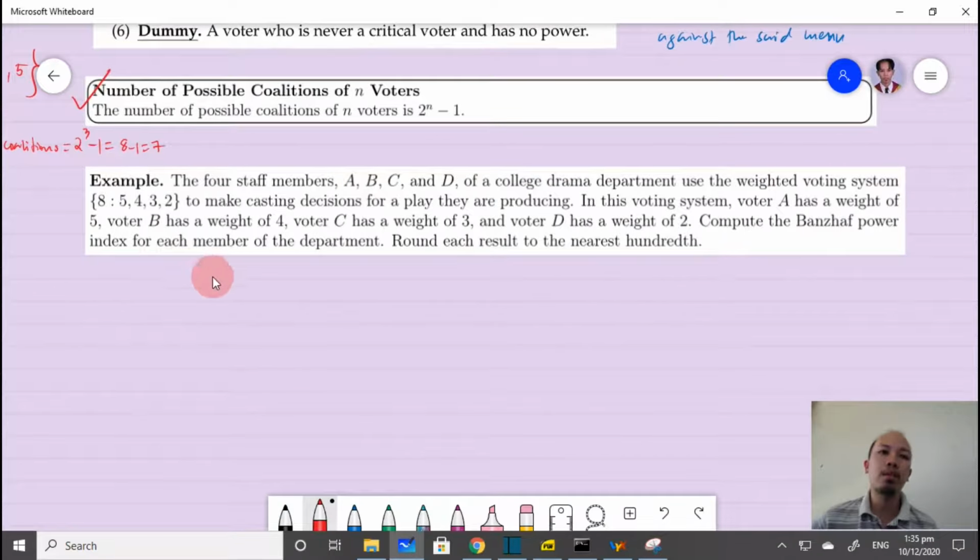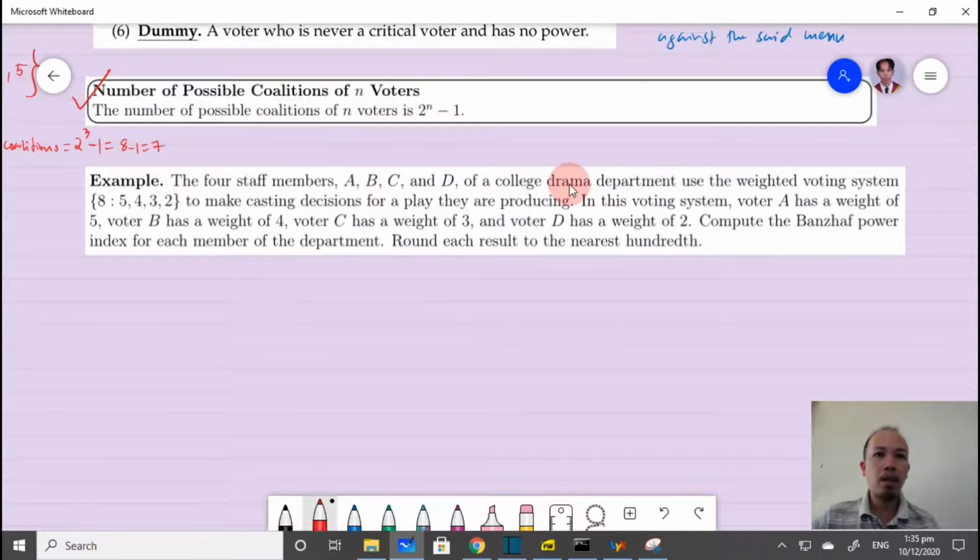The example says there are 4 staff members A, B, C, D. This is not always the case where you use A, B, C, D for voter A, voter B, and C and D. But it is understood that in the weighted voting system, W sub 1, W sub 2, W sub 1 is A, or W sub 1 is voter 1. You cannot mix it up, so please don't do that.